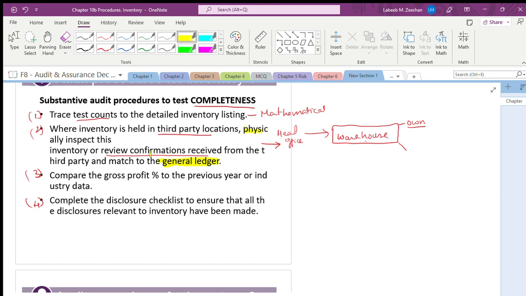Physical inspection is very, very critical. You have to inspect it physically, including what the inventory is at the third party.